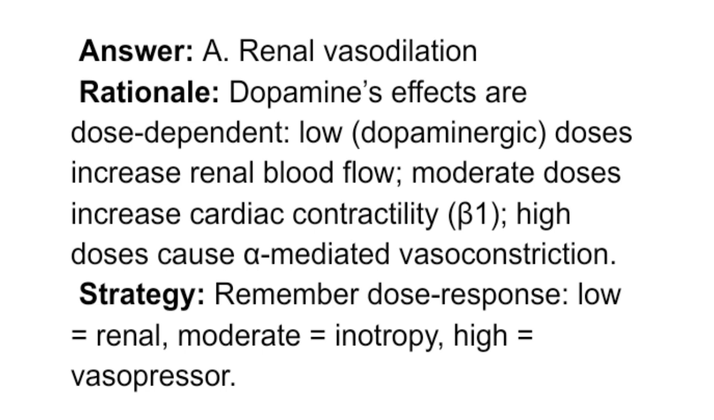Low, dopaminergic doses increase renal blood flow, moderate doses increase cardiac contractility (beta-1), and high doses cause alpha-mediated vasoconstriction. Strategy: remember dose response: low equals renal, moderate equals inotropy, high equals vasopressor.